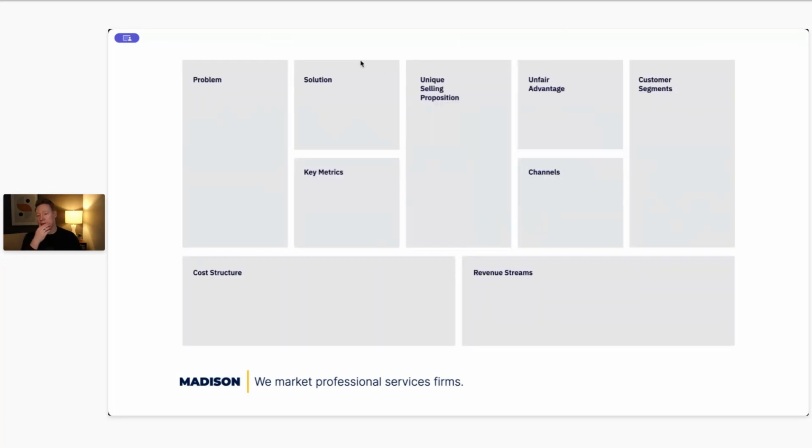Another example of a lens framework or a heuristic framework. This is the startup canvas. The idea here is that a startup is just a series of guesses. You have a guess that a particular customer has a particular type of problem, and that you're the solution to that problem, and then you can solve it in a differentiated way that's unique, and that you can acquire enough customers to make a viable business, and that the cost of doing it relative to the revenue is worth it, right? And these are all guesses.